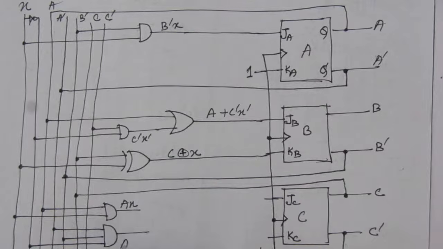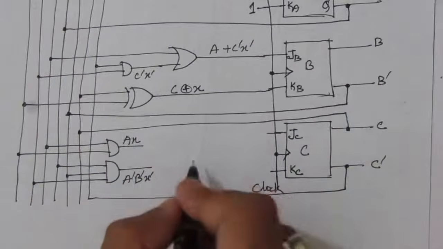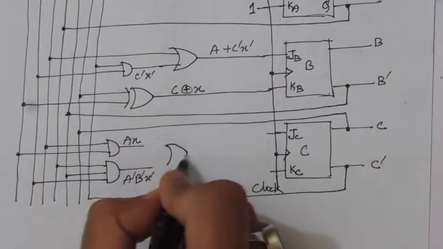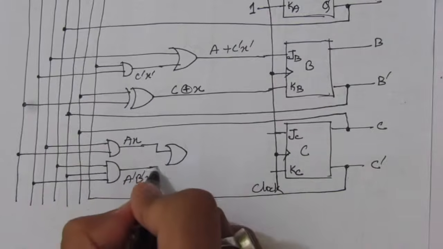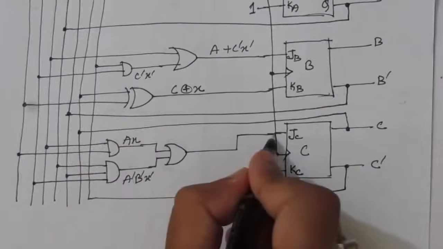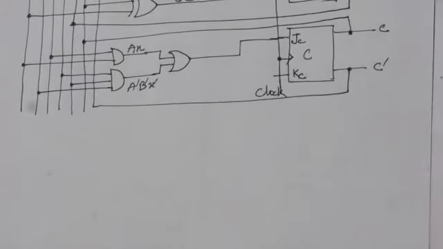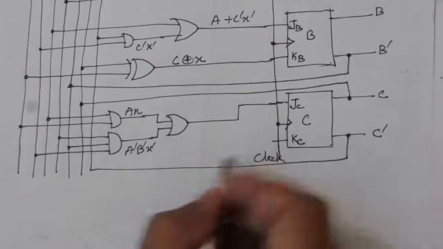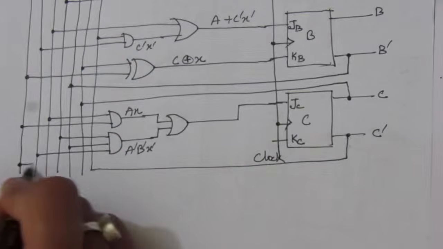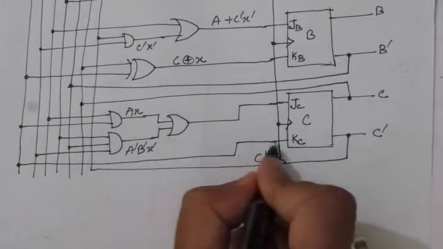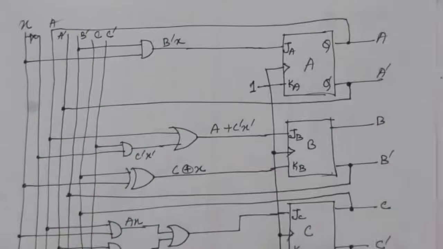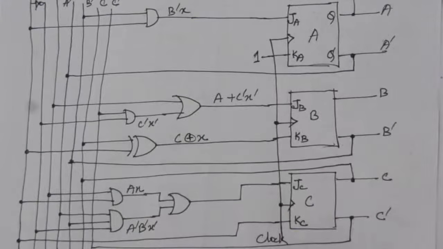So here we'll get A bar B bar X bar. And you have to add these two to get the JC. You use an OR gate. These will be the two inputs and this will be connected here to this JC. And for KC we have KC is equal to X. So directly we can connect the KC port to the X input line. Okay, so we have got all the JA, KA, JB, KB and JC, KC.